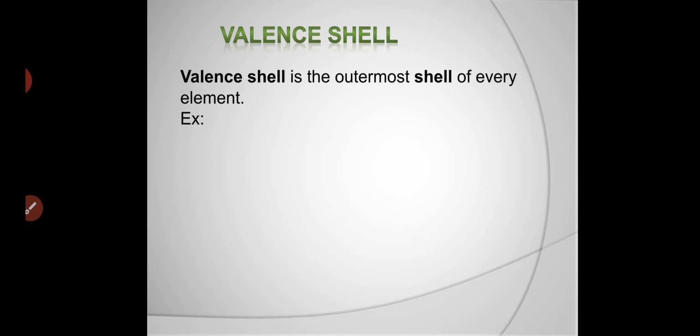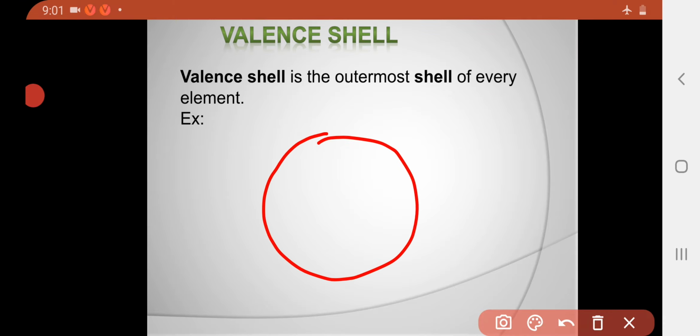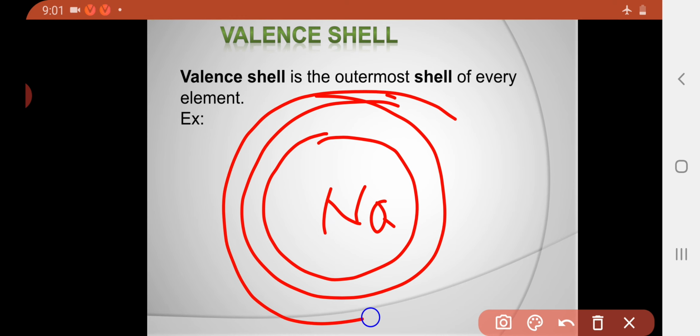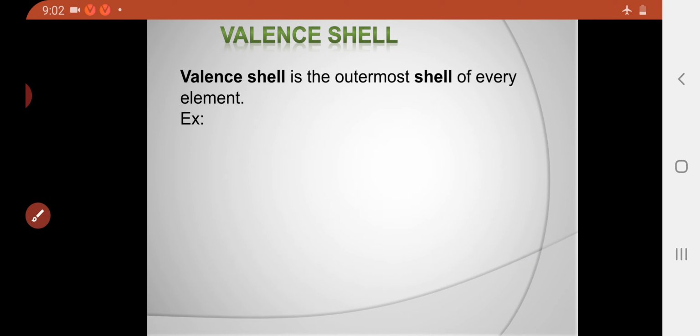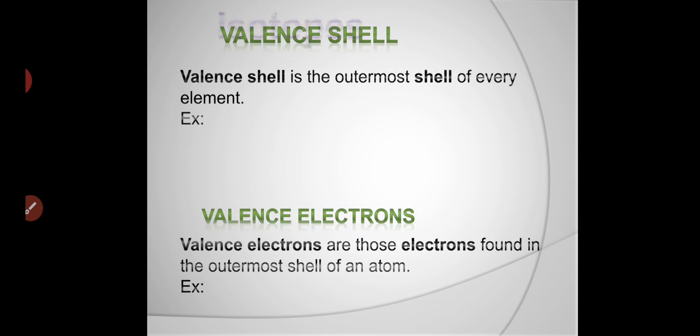So valence shell we already studied: the outermost orbit of the element is called a valence shell. Suppose sodium, just now we studied that it may exist with three shells because the third shell contains one electron, right? So this shell is called the valence shell of this particular element. Now valence electrons means electrons present on that particular valence shell are called valence electrons, right?